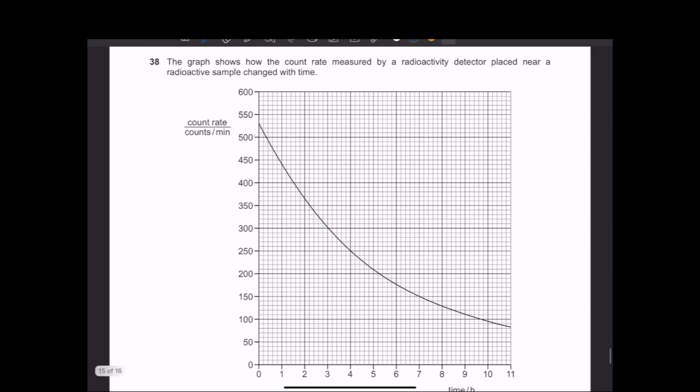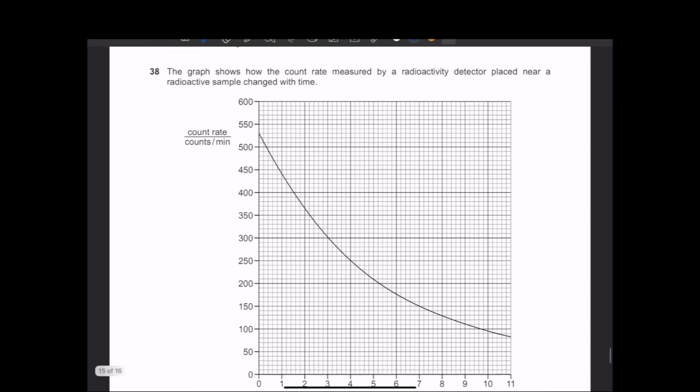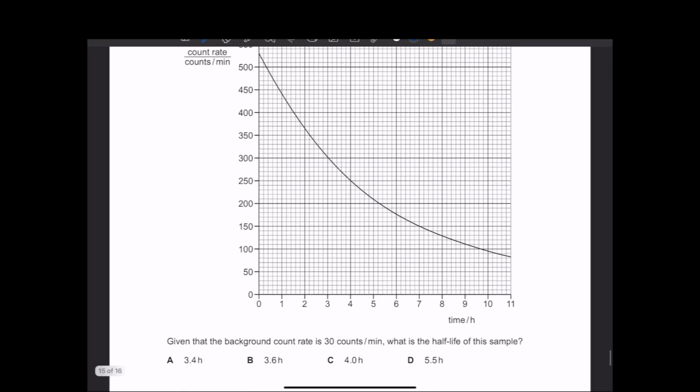For 38, it says here the graph shows how the count rate measured by a radioactive detector placed near a radioactive sample changed with time. So we start with the highest count rate, this is the maximum, then as time passes, as the hours pass, the count rate gets decreased. Given that the background count rate is 30 counts per minute, what's the half-life of that sample? 30 counts per minute, we need to subtract them in order to find the half-life. So let's go through that.